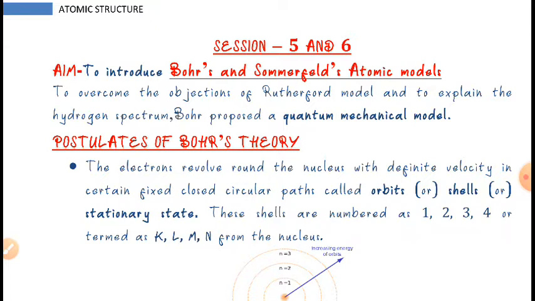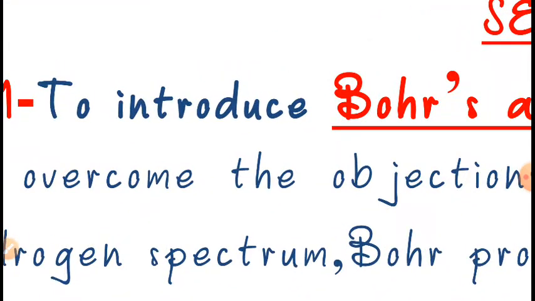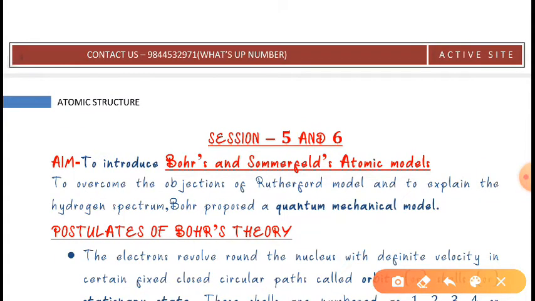I will give you one example that light has both particle and wave nature. If we consider a wave as a particle, then suppose this is a source here, and from this source light is coming like this.